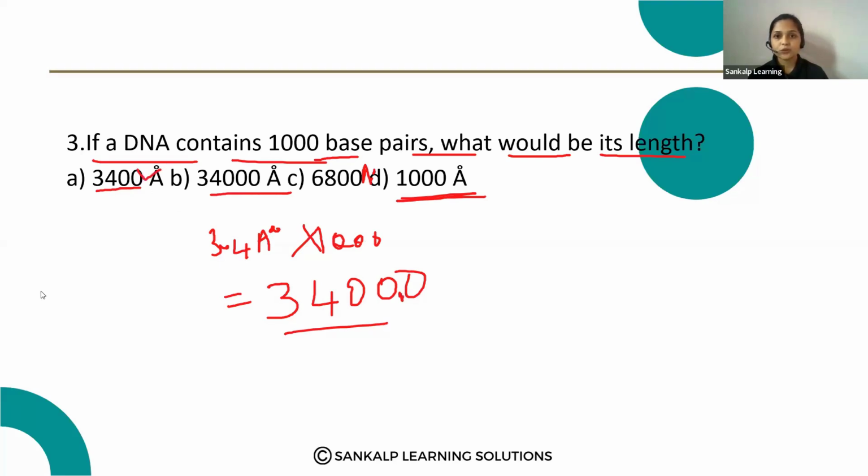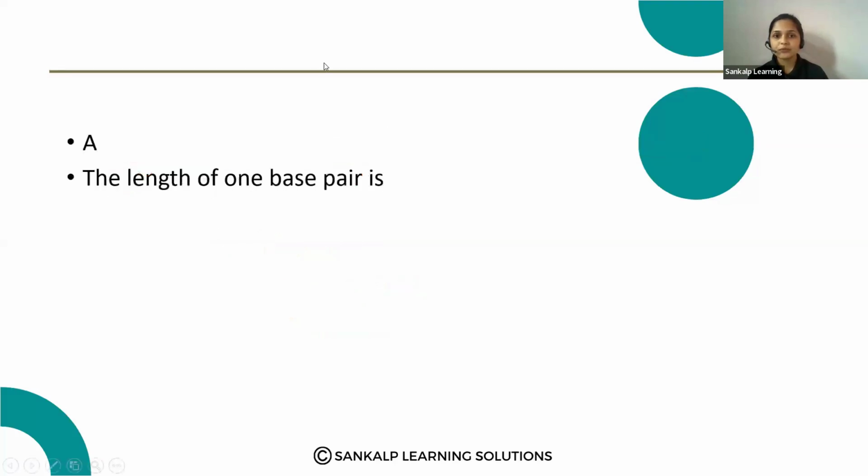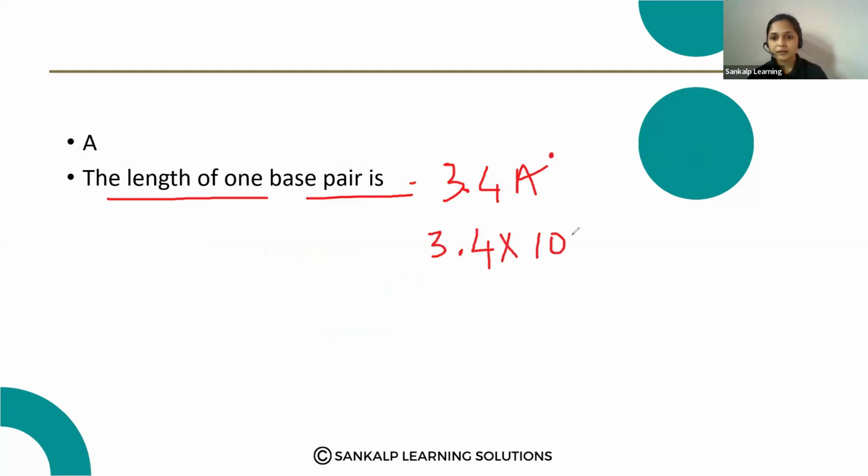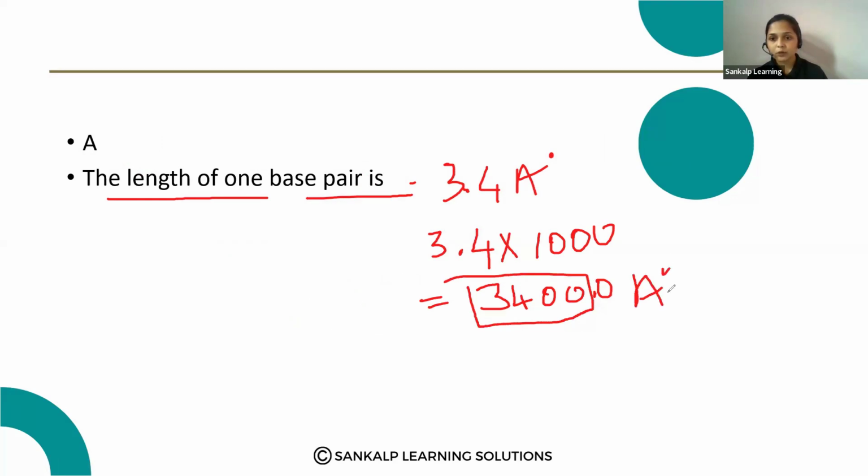How should you solve this question? You know the value: the length of one base pair is 3.4 angstrom. How many base pairs are given? 1000 base pairs. So 3.4 times 1000 is 3400 angstrom. Option A is the correct answer.